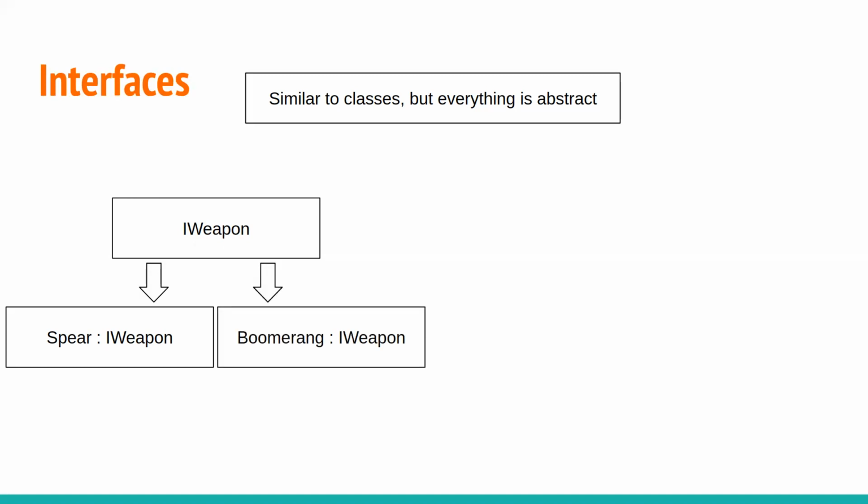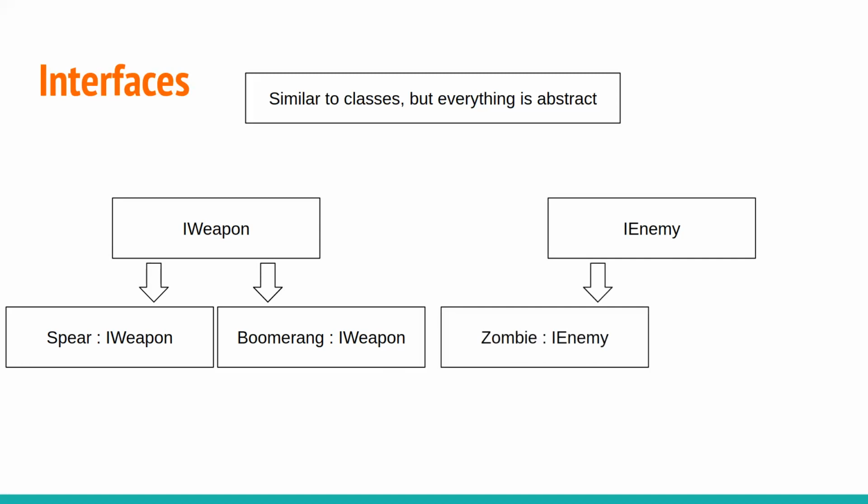You might have another weapon called a boomerang, right? And boomerang will also implement the weapon interface, okay? And this is how we can do this already, right? You know how to define that structure on the left. It looks very similar to when we had person, and doctor inherited from person and nurse inherited from person, right? Likewise, we can define an I-enemy interface where we have zombies who are I-enemies and we have cowboys who are I-enemies, okay?